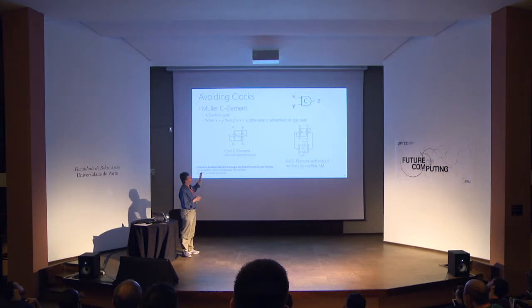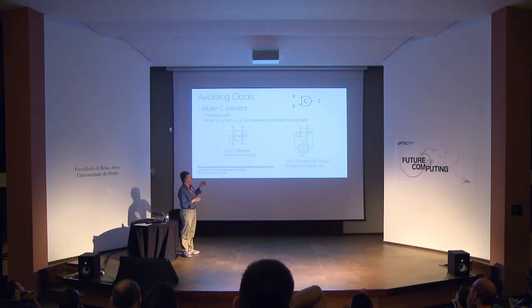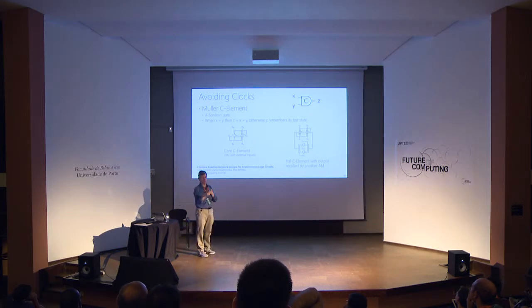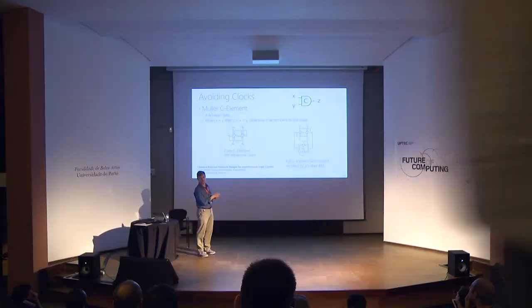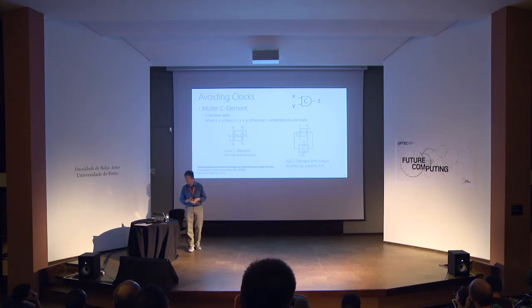If X and Y are true and then Y goes false, Z remembers the last time that X and Y were equal. So it has memory: the output is equal to the last output at which both X and Y were equal. So it has a bit of memory, and you can see how this can be used for coordination, because this switches only when both of them are switching. So it's waiting for both of them to change state before this changes state, and this is how you achieve coordination.